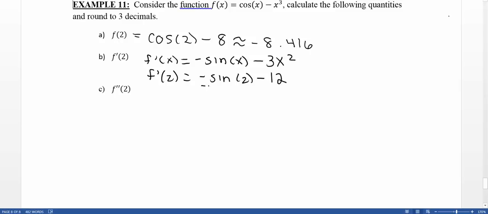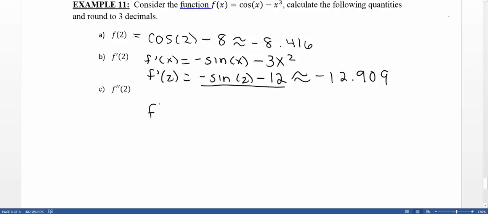So again, if we were looking for an exact answer, we would enter it as negative sine of 2 minus 12. That's exact. It's not rounded in any way. But for this problem, we want to crunch that number to 3 decimals. So we're going to carefully enter that in our calculator, again in radian mode, and we're going to get negative 12.909.